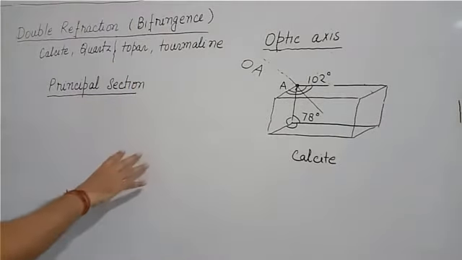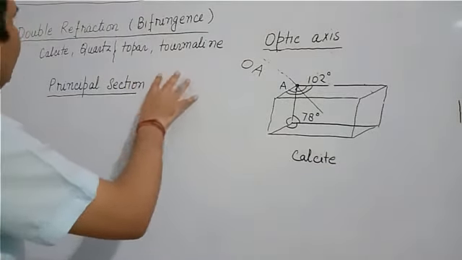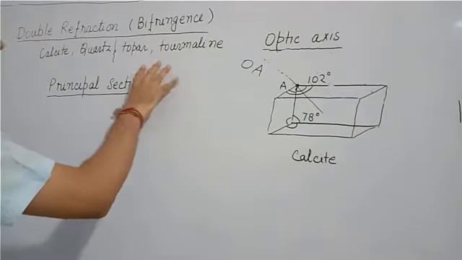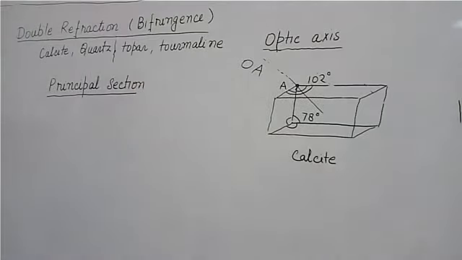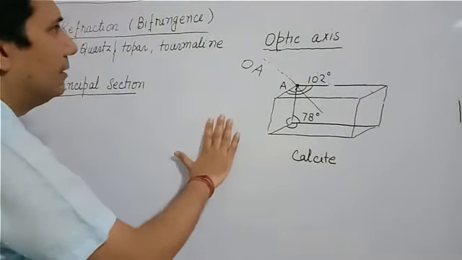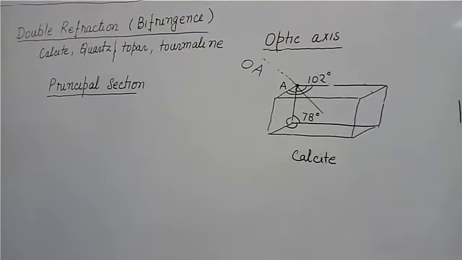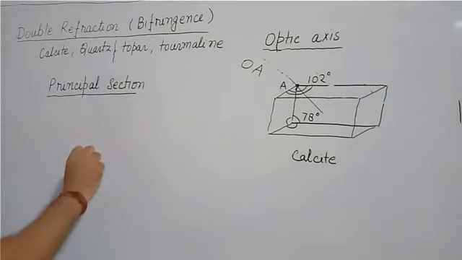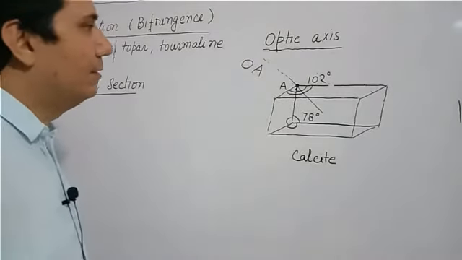So up to this point, I have defined doubly refracting crystals. What is the meaning of double refraction? There are two types of doubly refracting crystals: uniaxial crystals and biaxial crystals. And after this, I have defined optic axis and principal section. All these terms are very important to understand the exact phenomena of double refraction.